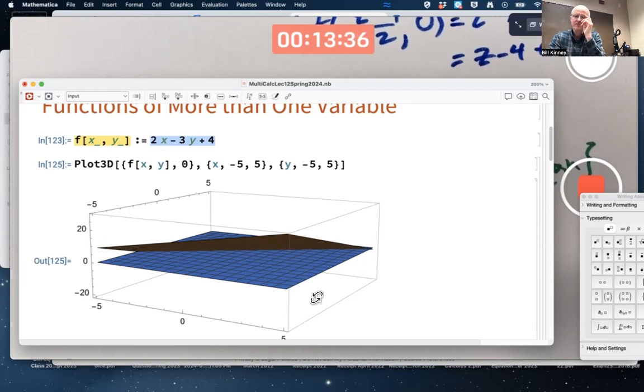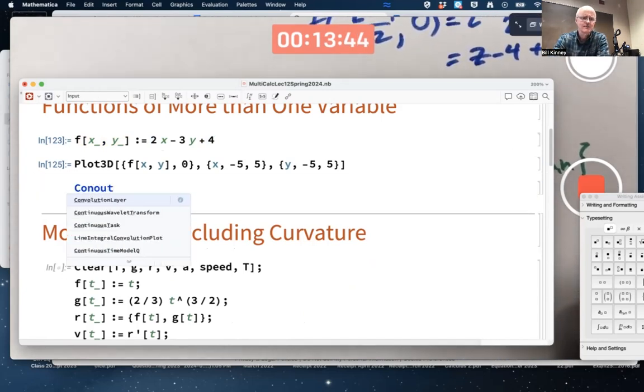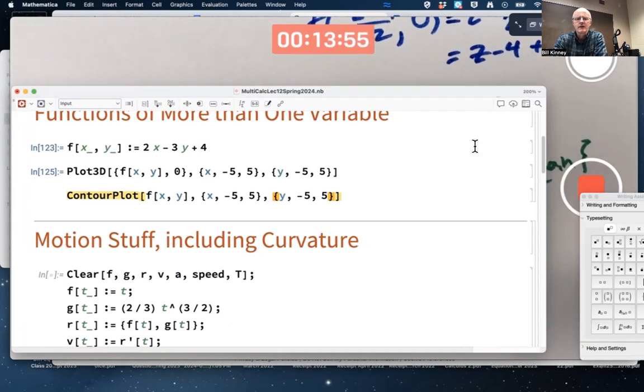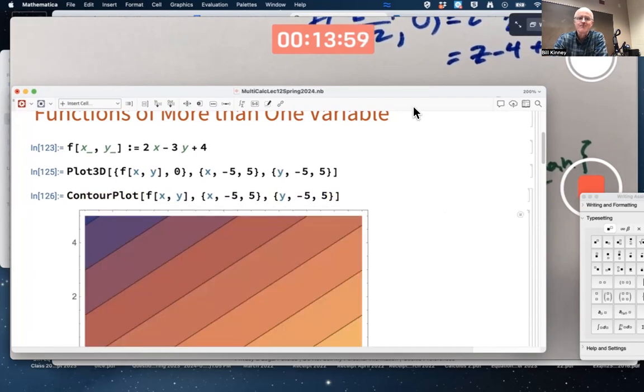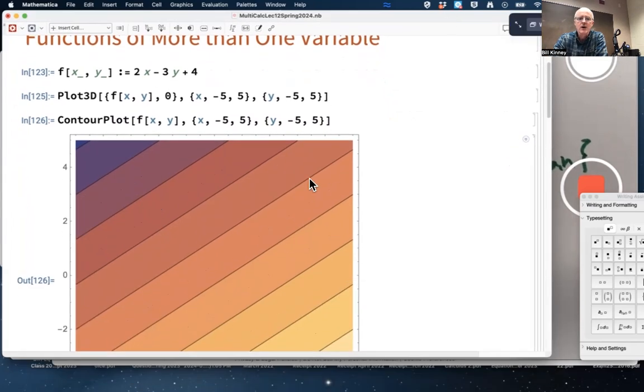Another way to visualize this function is with ContourPlot. What does this show? This shows a two-dimensional picture, actually, of what are called the level curves of the function. And if you hover over these lines, you see some numbers. That's a 0. It's kind of small. This one says 5. This one says 10, I think. 10, yep, there's a 10. 15. 15 there. 20. Go back up this way, -5, -10, -15.